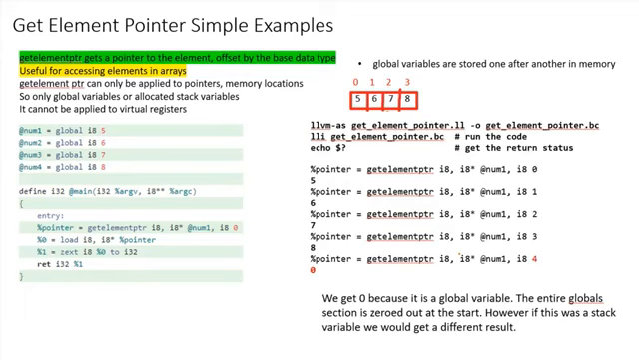So get element pointer can only be applied to pointers, memory locations. So only global variables and allocated stack variables. It cannot be applied to virtual registers because virtual registers do not have any memory locations.